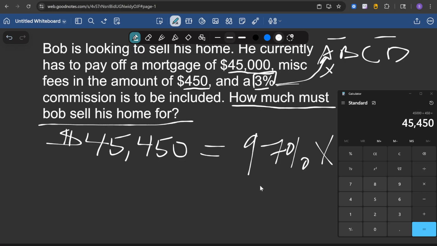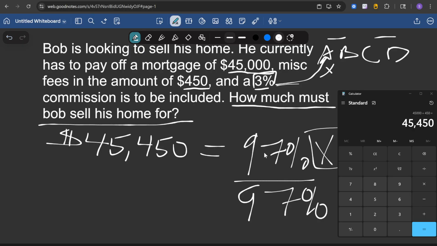Now, how do we solve algebraic equations like this? Well, we will do the opposite to isolate x, right? We want to isolate the sale price. We want to find that. So we would divide by 97%, and then on the other side, we would divide by 97%. So hey now, let's see what that would equal.